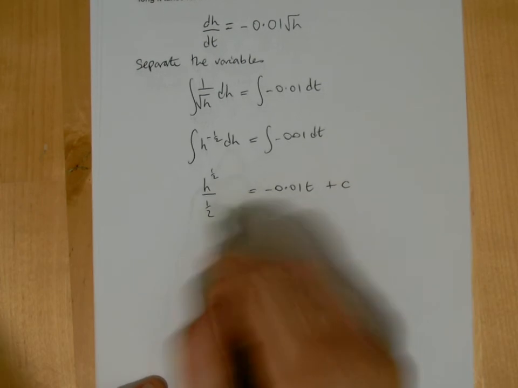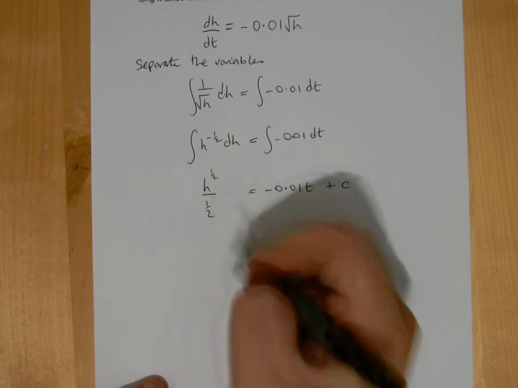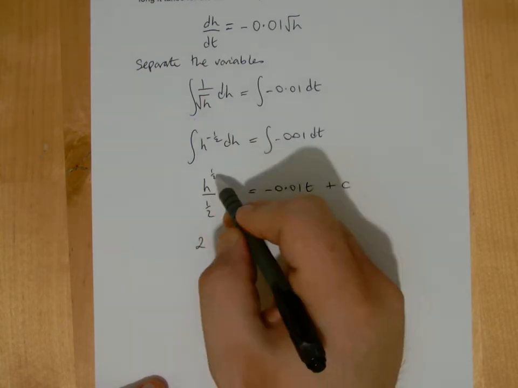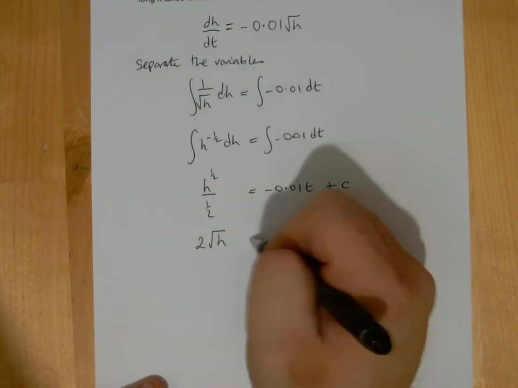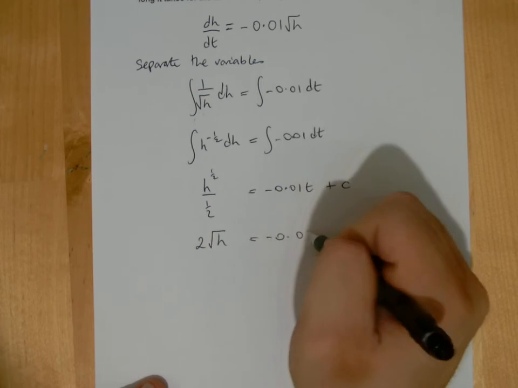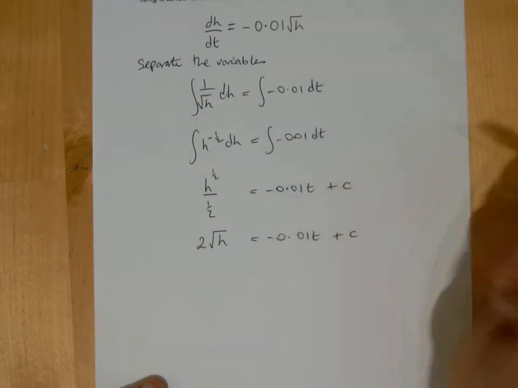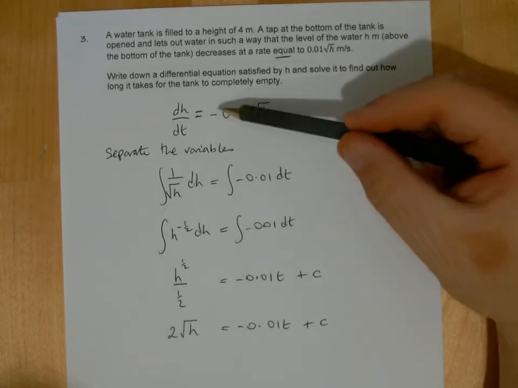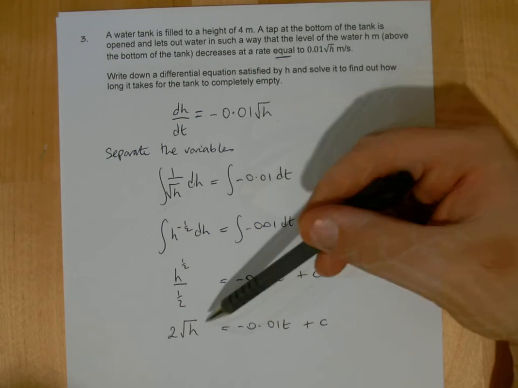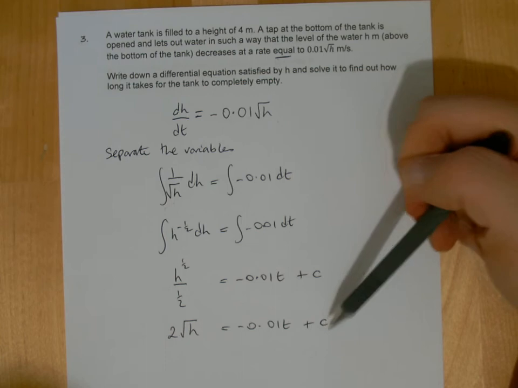Okay, now I can tidy this up a little bit, because I've got half on the bottom. I can take that 2 up there, flip it so I get 2 on top. H to the power half is square root of h. So 2 root h equals minus 0.01t plus c. It says write down the differential equation satisfied by h, but we did that, and solve it to find how long it takes for the tank to completely empty. We haven't quite solved it yet because we've still got this constant here. We need to work out the constant.